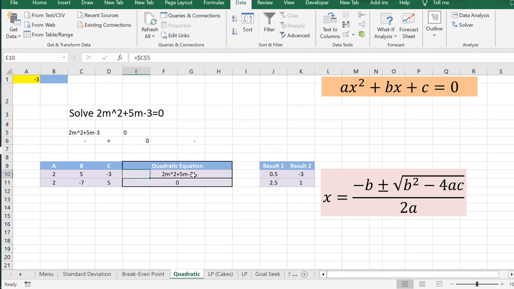The quadratic equation formula which we have worked is working error free. It is correctly working, right? So this is how you apply the Excel skills to solve quadratic equations, simple math or algebraic equations.